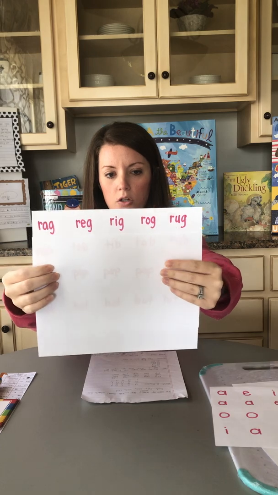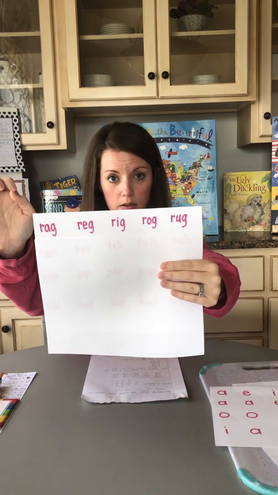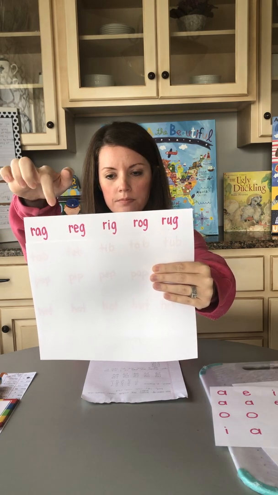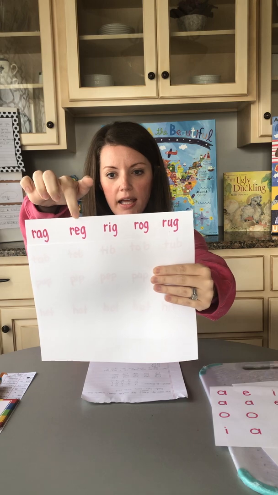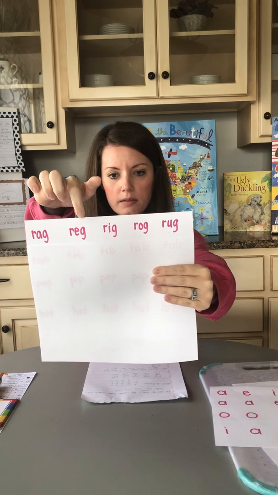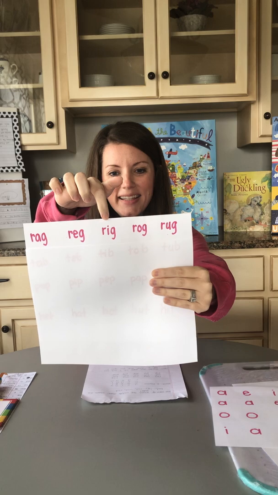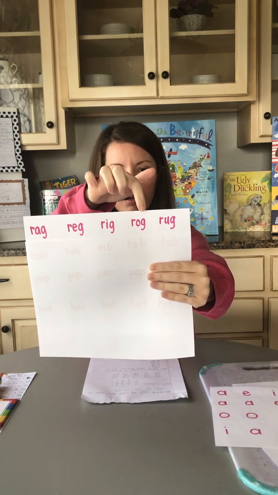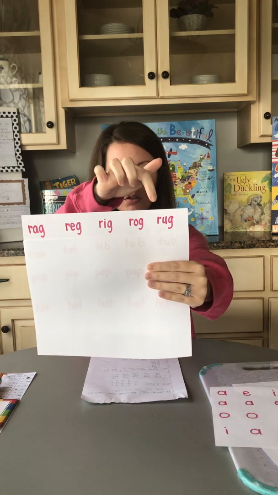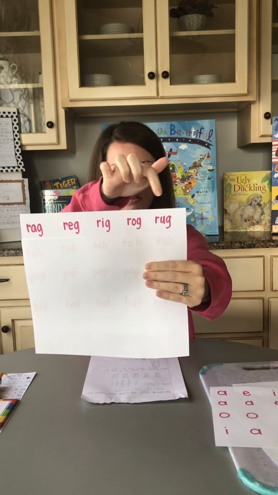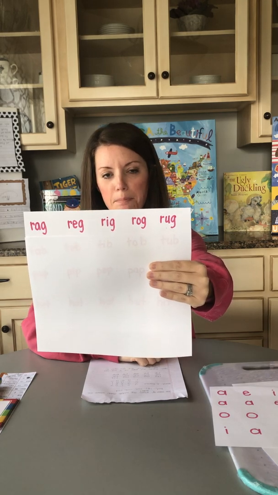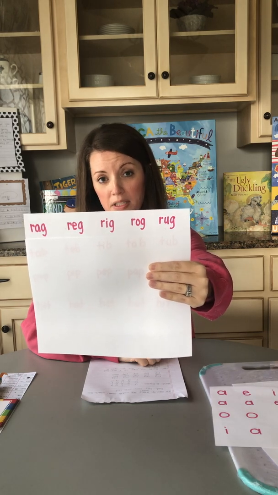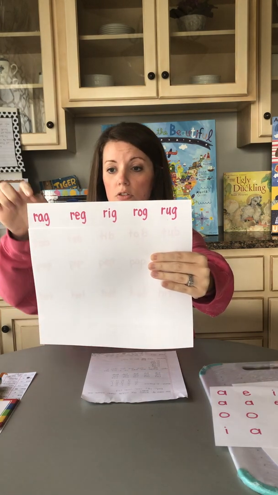All right, we're going to bump the sounds and blend them together. Ready? R, ag, rag. Do it with me. R, eg, reg. R, ig, rig. R, og, rog. R, ug, rug. Now I bumped and blended those words. Maybe you don't need to bump and blend. Maybe when you read the word, you can just smooth blend them.